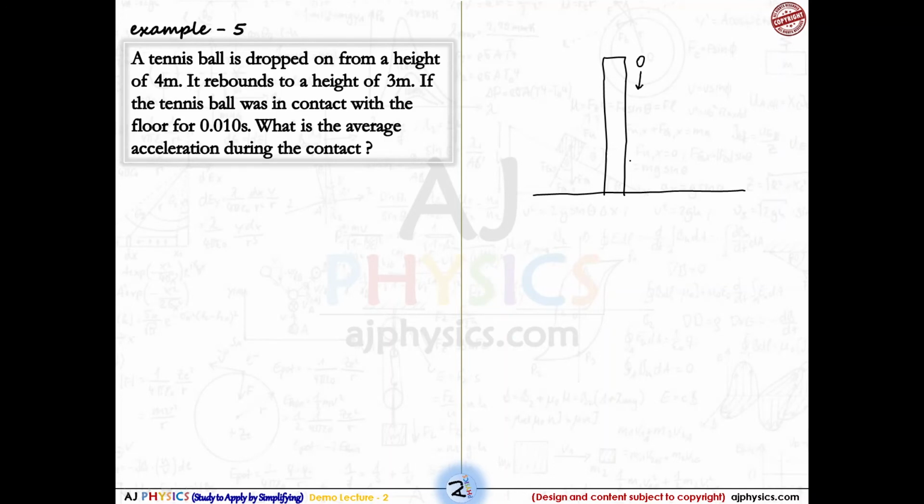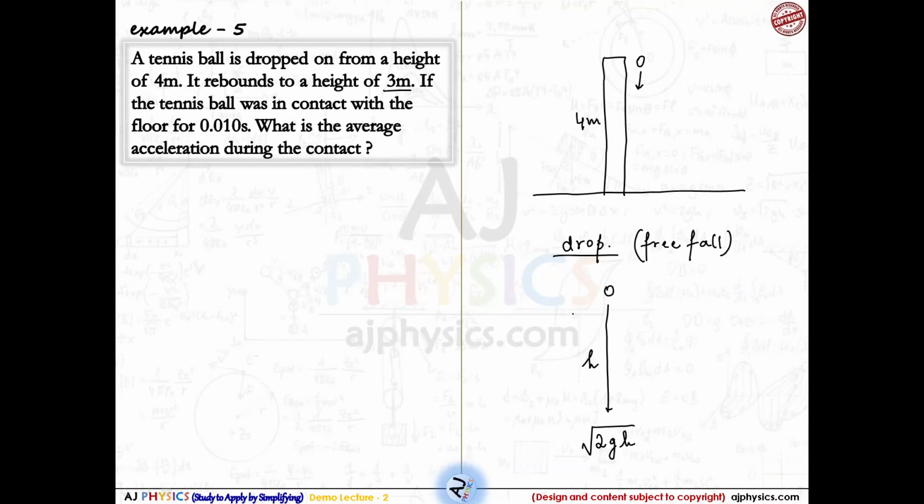So there is a situation: a tennis ball is dropped from a height of 4 meters and it is rebounding to a height of 3 meters. Okay, so I should tell you one logic. There is a logic of a drop, like dropping a ball or the free fall. If you drop this ball, the speed at the bottom is root 2gh. If this is height h, the speed is root 2gh.